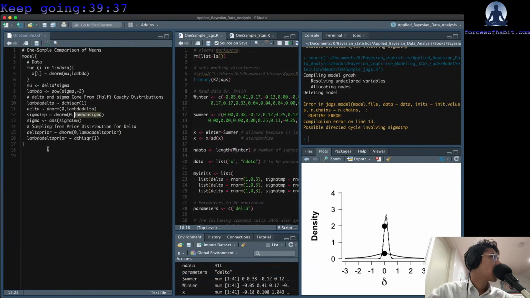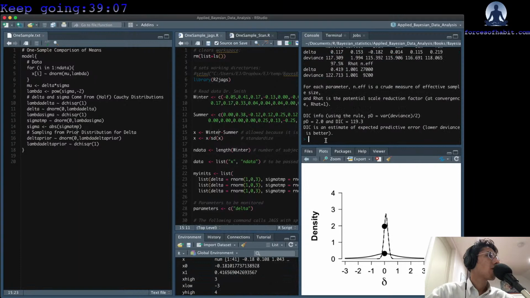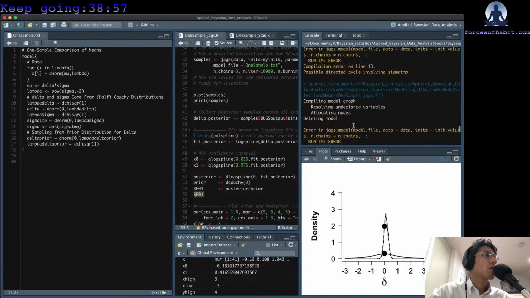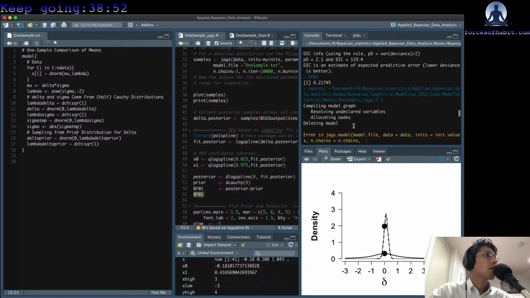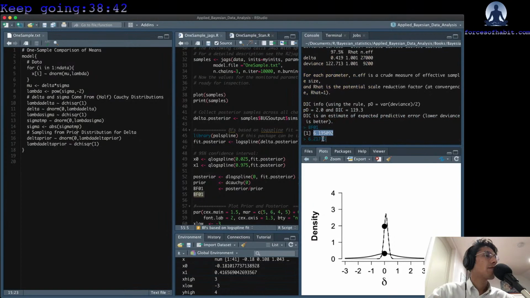Because I had lambda there and not lambda sigma. Lambda sigma. But where is lambda sigma, right? There we go. So here's the Bayes factor with the uniform, and there's the Bayes factor with the other. Not too much of a difference. Right, interesting enough.